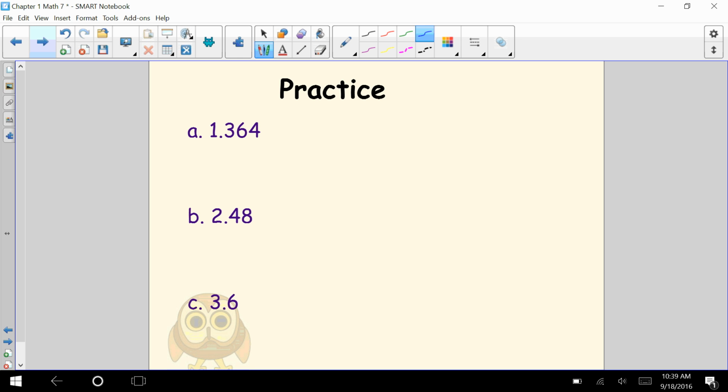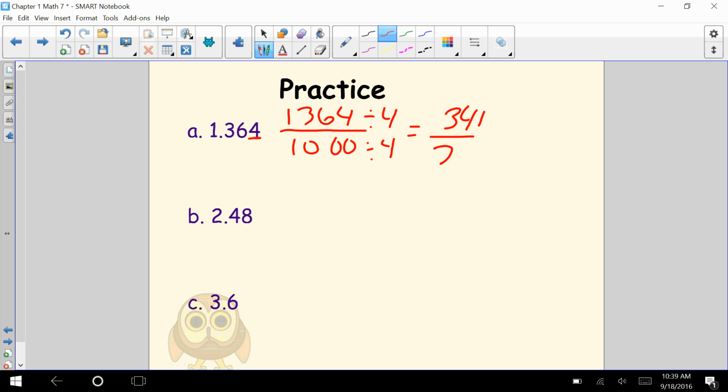All right, now these are when it gets a little tricky. To do this, we're going to do the same exact thing. Write it without the decimal, 1,364, over the place value of the last digit is 1/1000. And now I just reduce. I know that 4 goes into both of these. So divide the top and the bottom by 4, and we will get 341 over 250.